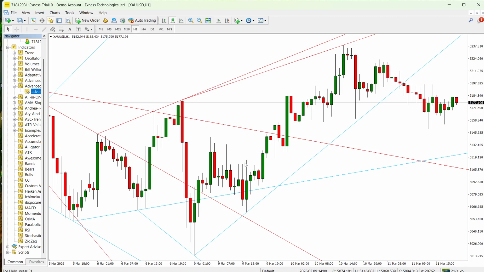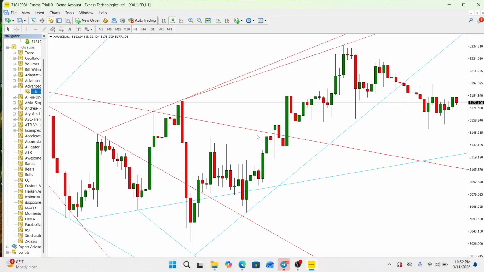When price approaches a blue support line, it implies a potential bounce zone. When it pushes into or breaks through a red resistance line, it implies possible rejection or breakout behavior, giving you a clear structural context for candles and patterns.